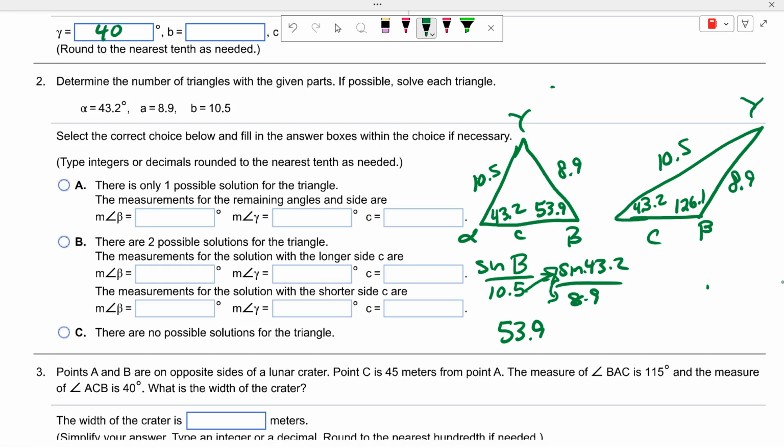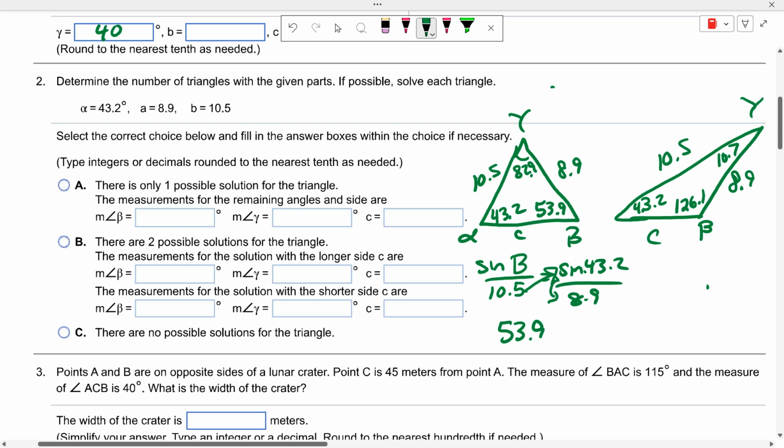Okay? So then we need to find this angle up here. So if we add these two, 53.9 and 43.2 is 97.1. If that's 97.1, this is 82.9. If we add these two, 43.2 and 126.1 is 169.3. So this is 10.7.